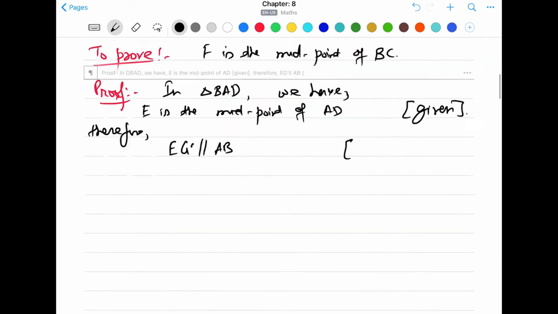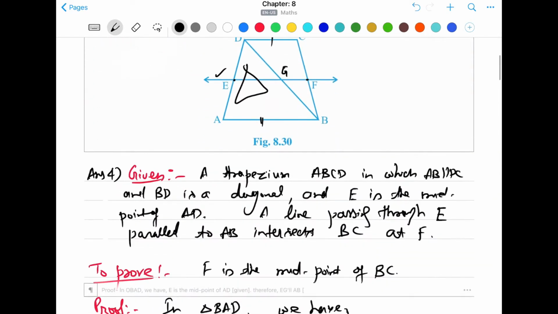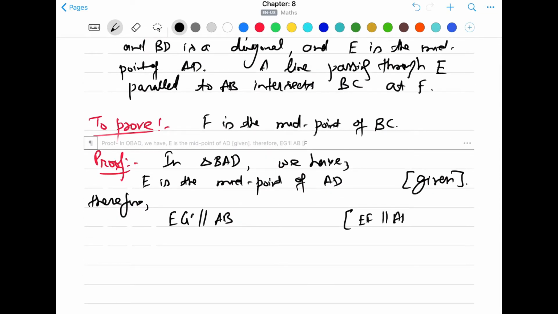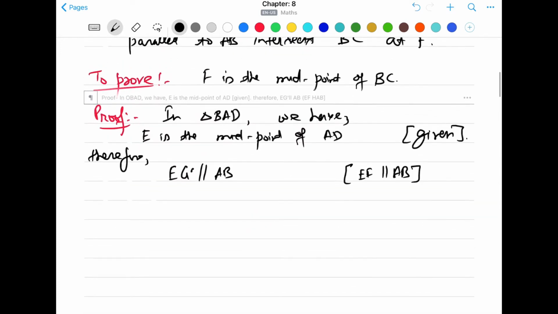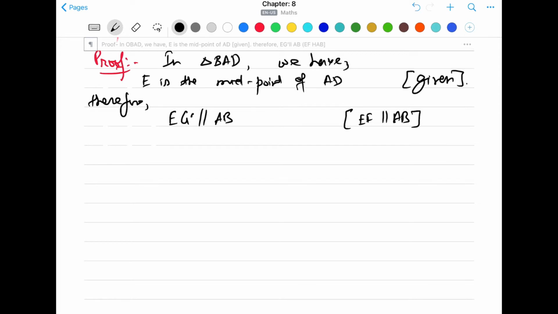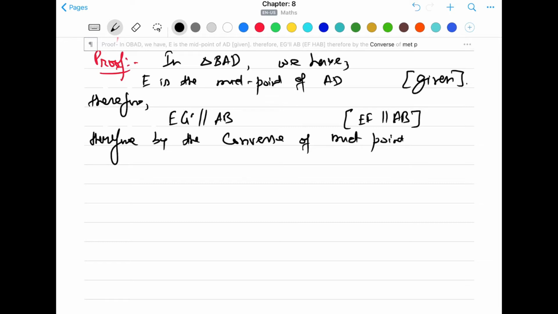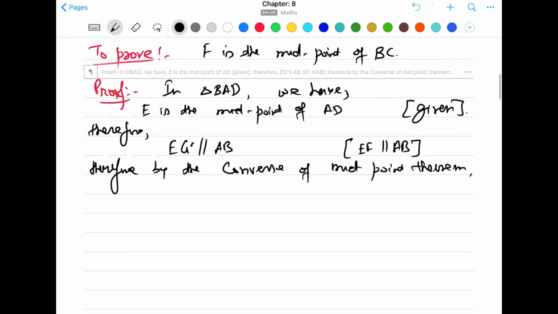The reason is that EF is already parallel to AB, and we have just taken the portion EG of EF, so EG is also parallel to AB. Therefore, by the converse of the midpoint theorem, which says that if a line is drawn through the midpoint of one side parallel to the second side, it will bisect the third side. So we have a line through E which is parallel to AB, so it will definitely bisect the third side.